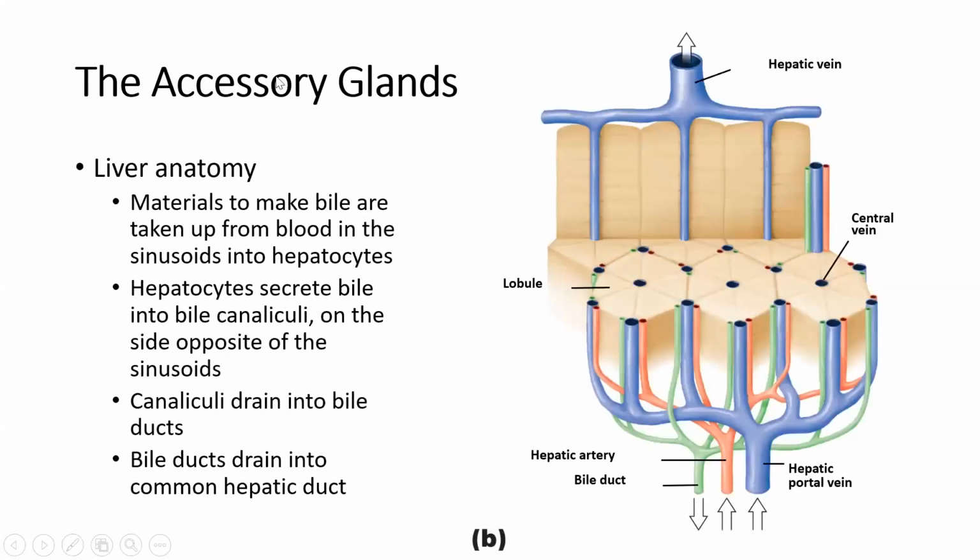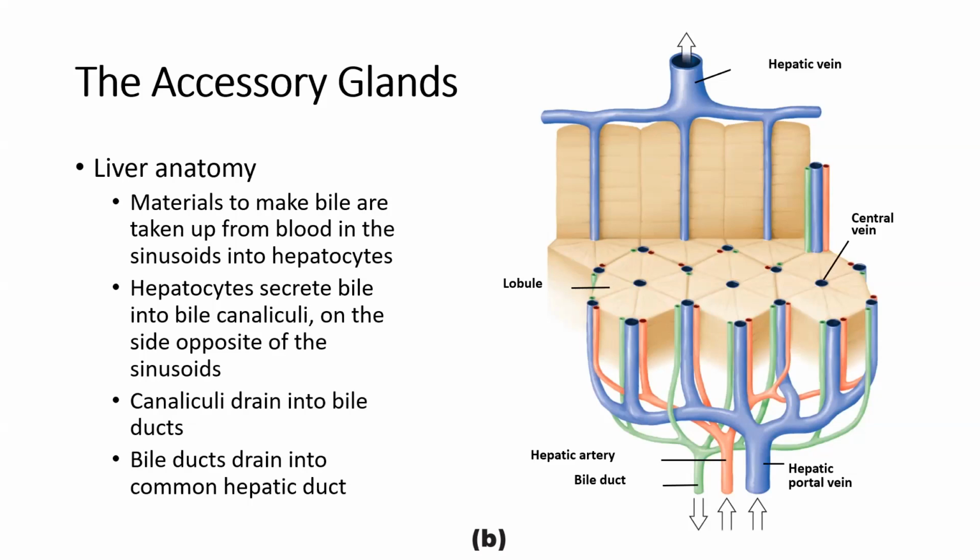Lastly here, we'll look at the internal anatomy of the liver. So the materials that are used to make bile are taken up from the blood via these sinusoids. So there are certain sinusoids that are in communication with the vessels in the liver. And the hepatocytes, which are the cells of the liver, take those components, they synthesize this bile, and then that bile is released into these canaliculi.